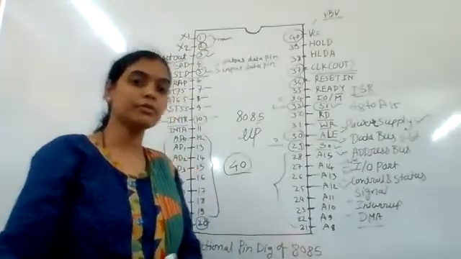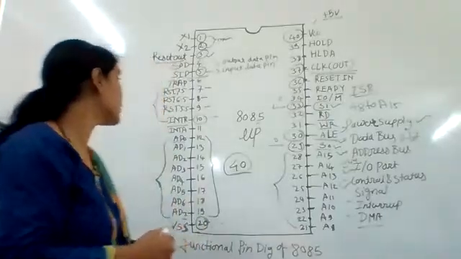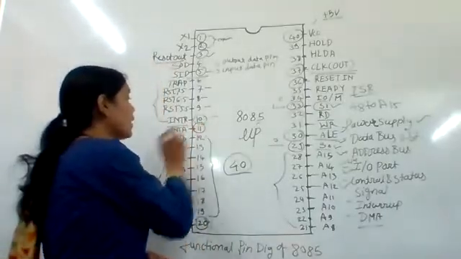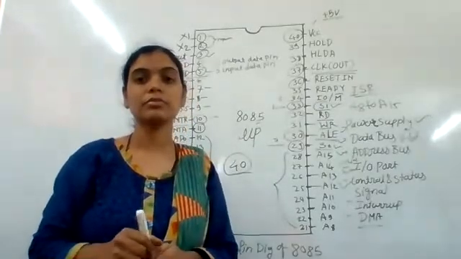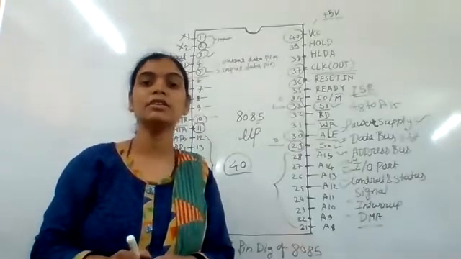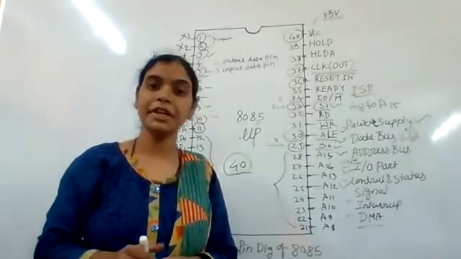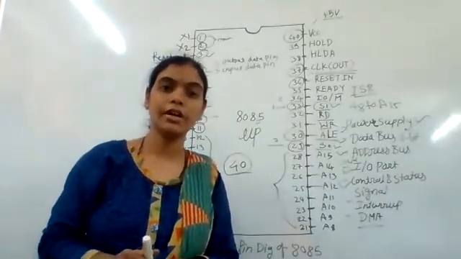Next, we move on to INTA, pin number 11. A signal at this pin acknowledges the generated interrupt.